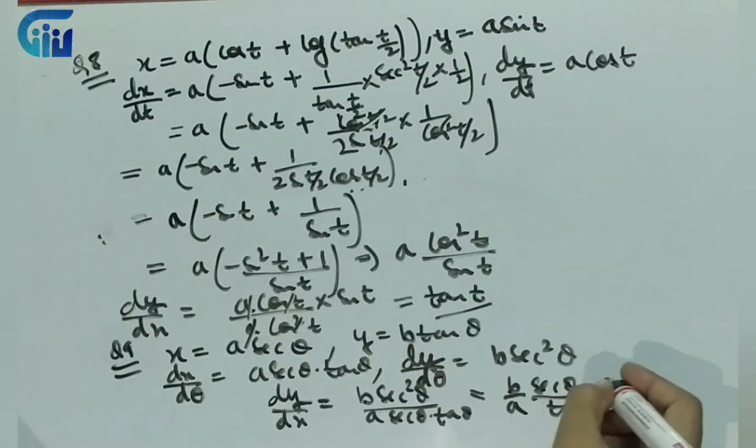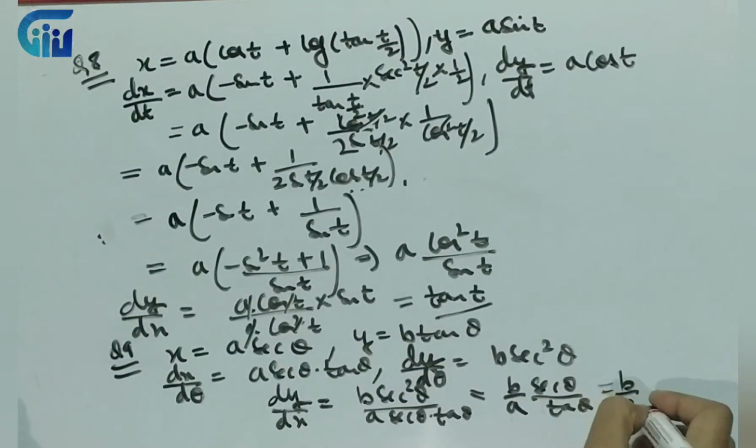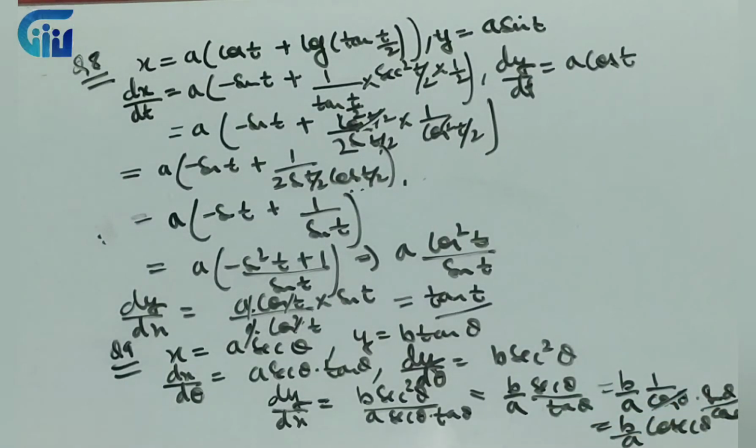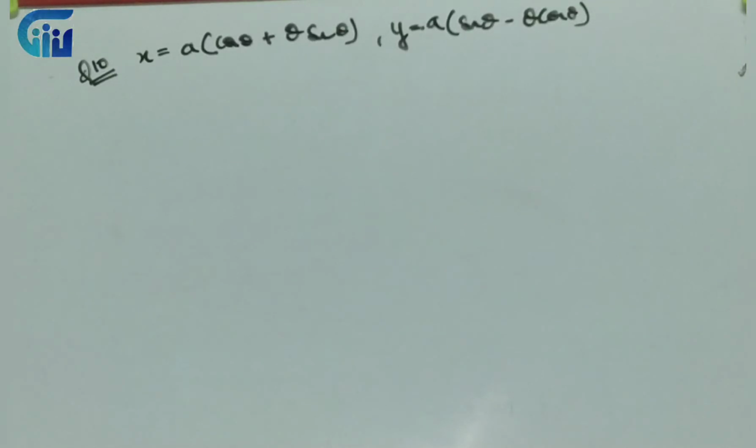So what we will get? We will get this as b upon a, 1 upon cos, and this will be sine upon cos. So it will get cancelled. So b upon a cosec theta you can write, or you can write it as b upon a sine theta, right? So what we have now, x is equal to a cos theta plus theta sine theta.